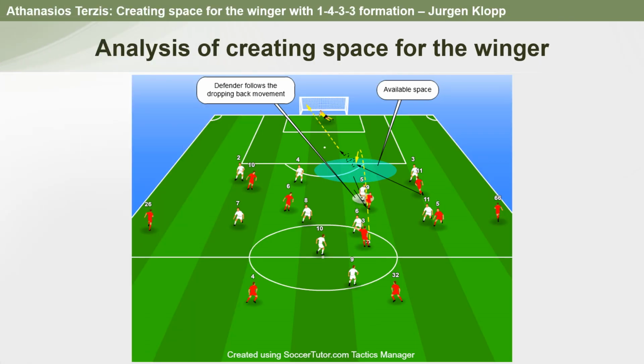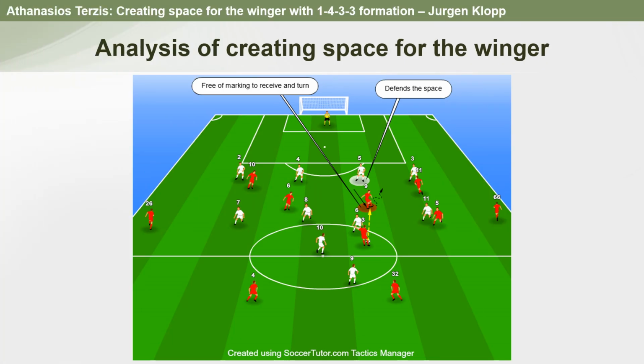On this diagram, the defender number 5 decides to follow number 9 deeper on the field in order to prevent him from receiving and turning free of marking between the lines. However, this reaction creates available space behind him, which is exploited by the winger number 11, who receives the chipped ball by the defensive midfielder number 3, moves forward and then makes a shot towards the goal.